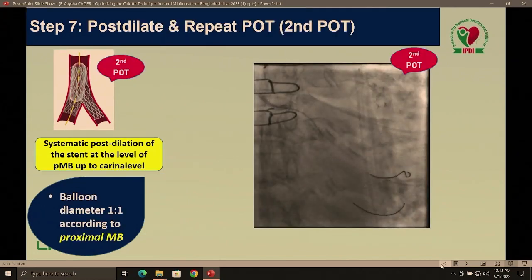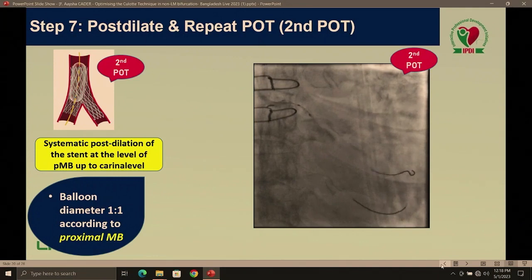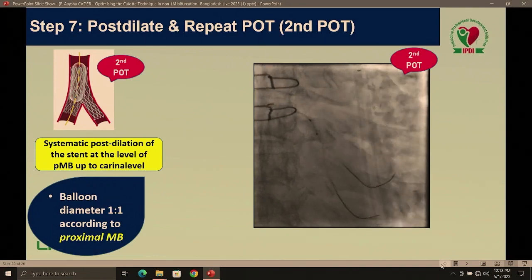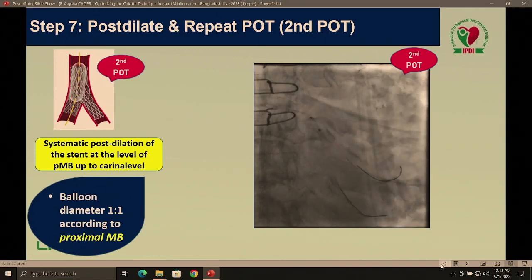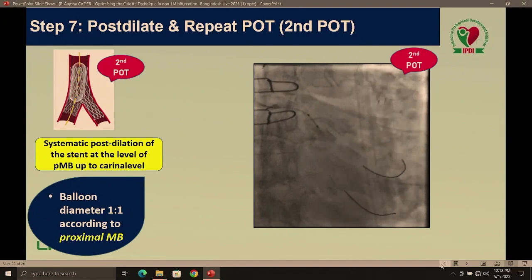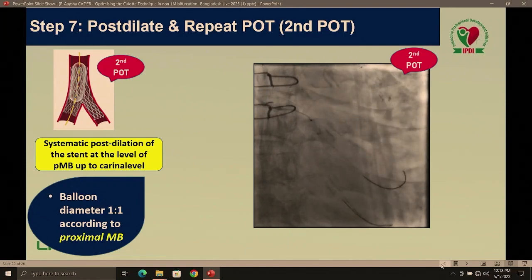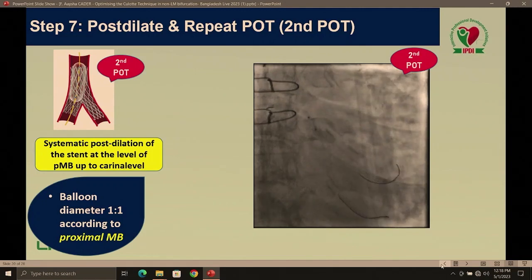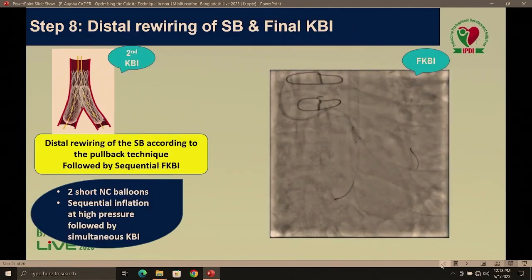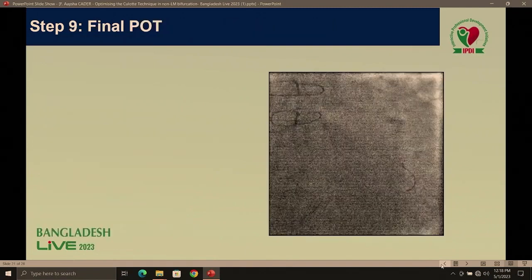You would then post-dilate, or rather do a repeat pot. This is again the second pot, at the level where the pot balloon has to be placed at the level of the proximal main branch up to the carina, and should be sized 1:1 to the proximal main branch. This is then followed with a second kissing balloon inflation, or the final kissing balloon inflation, and ideally what is advised is a sequential final kissing balloon inflation, where you go at high pressures in each of the branches, followed by simultaneous kissing balloon inflation to about 12 atmospheres.